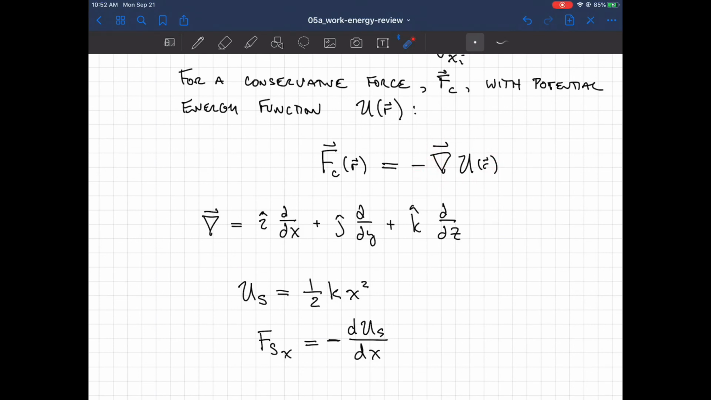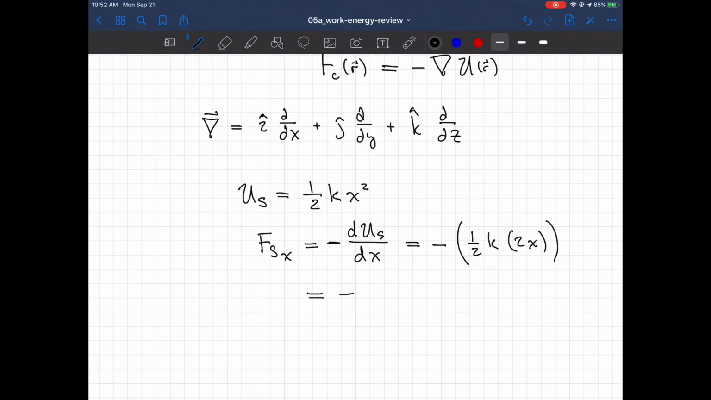So this expression here, minus the gradient of U, in one dimension just corresponds to the first term, d/dx. And so we get minus d/dx of U for the force. And because we're talking about only one component, the x value, the thing that multiplies i hat, it's the x component of the force. So if that's the case, then what do we find? We find minus, and then we have 1/2 k times 2x, which becomes minus kx, which of course is the expression for the x component of the spring force.